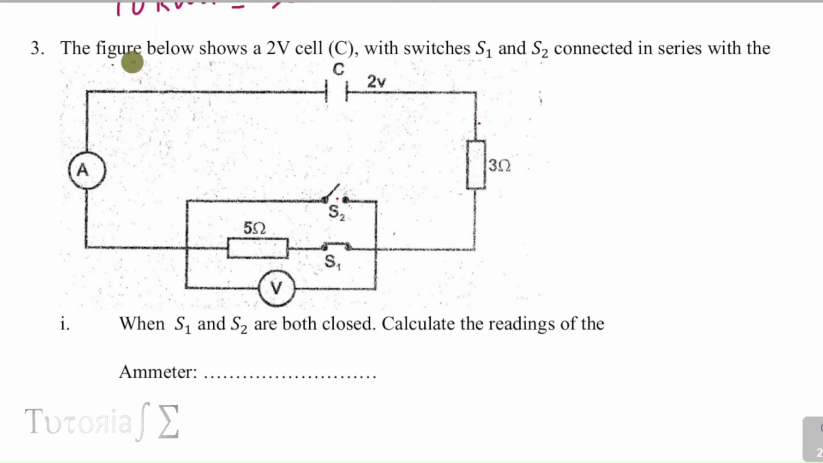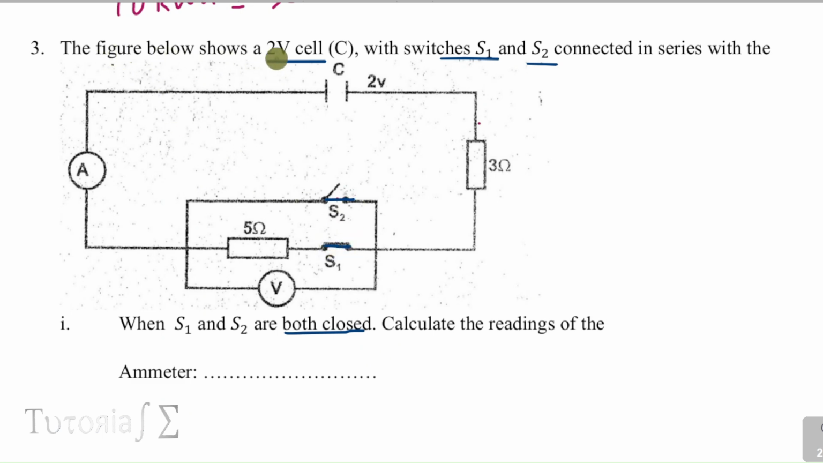Now, for this question, it showed a cell, a 2-volt cell that has two switches, S1 and S2, which are these here, and you're asked to find the current that will be read here and the voltage that will be read here if both switches are closed. Okay, so this switch and that switch is closed. So we can read through the question.